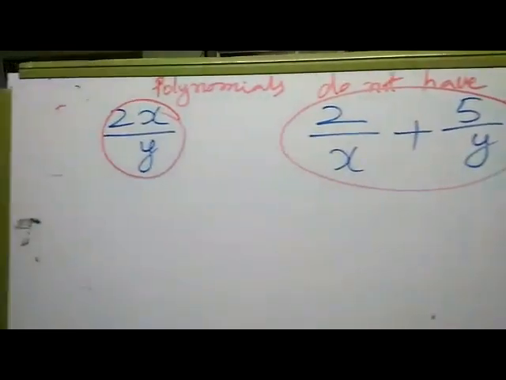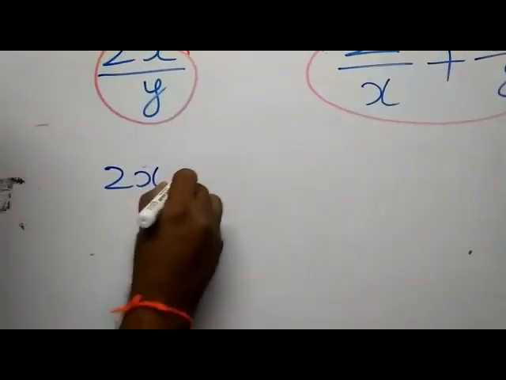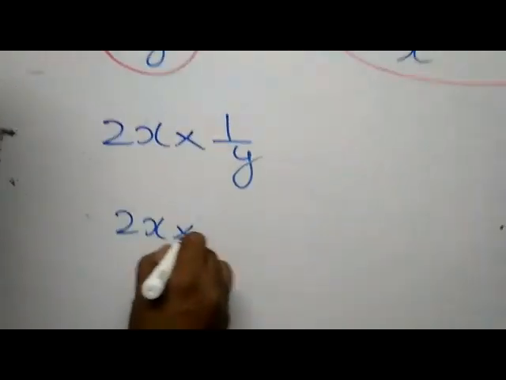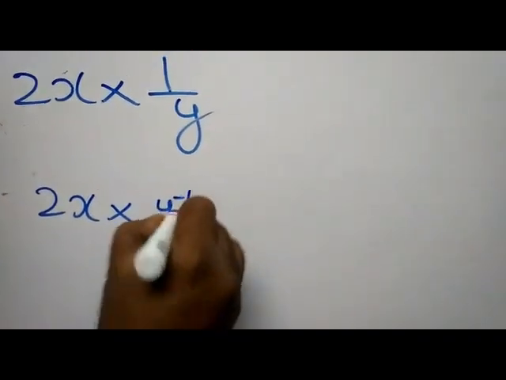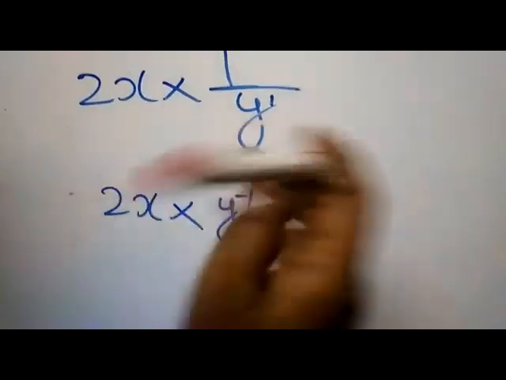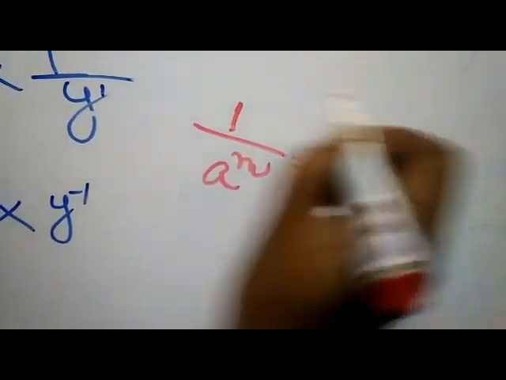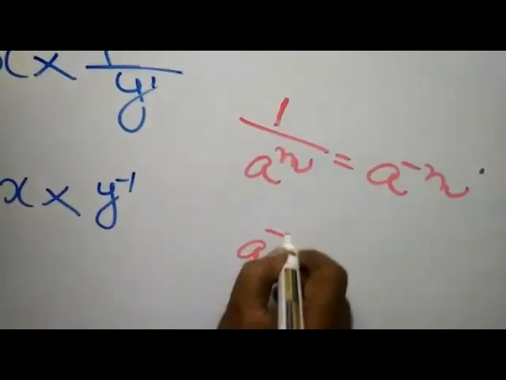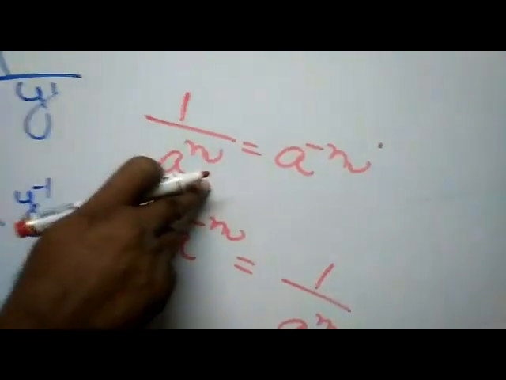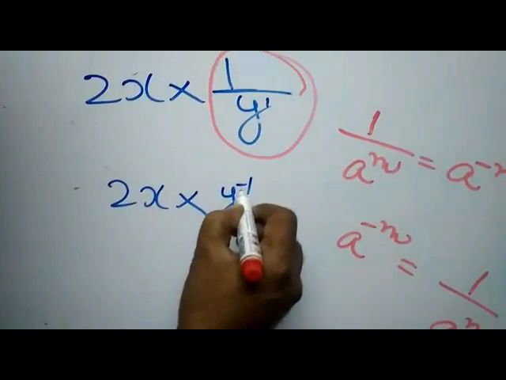Still, some discussion will go on. You see 2x by y, that is nothing but 2x into 1 by y. I can write 1 by y as y to the power of minus 1. 1 by y is nothing but 1 by y to the power of 1. We know very well 1 by a to the power of m is equal to a to the power of minus m. What is the formula? A to the power of minus m is equal to 1 by a to the power of m. That's why 1 by y to the power of 1 is equal to y to the power of minus 1.